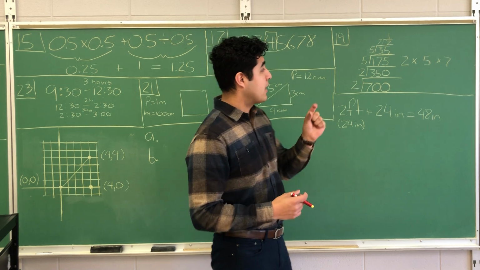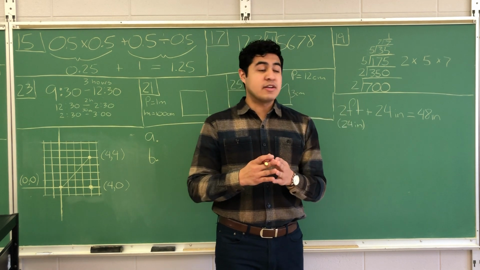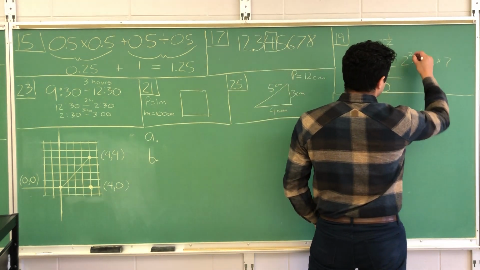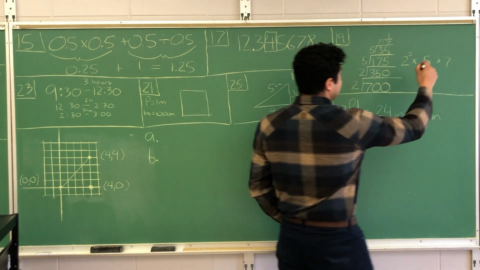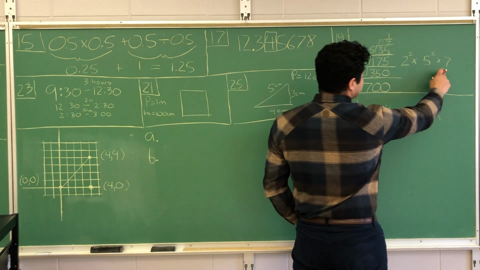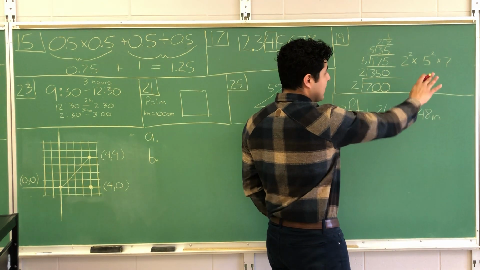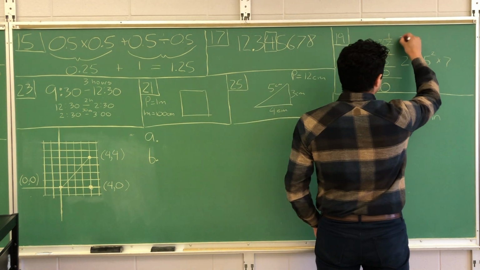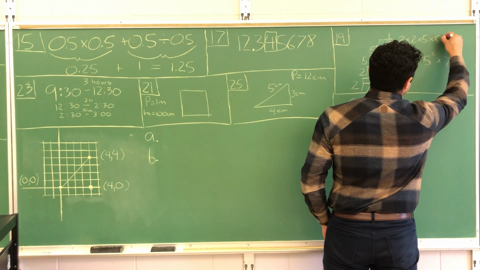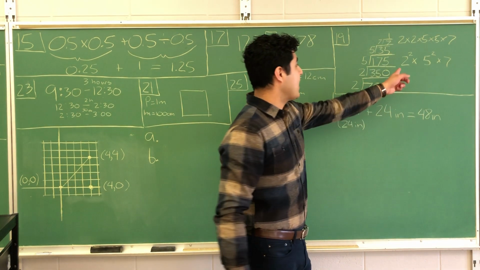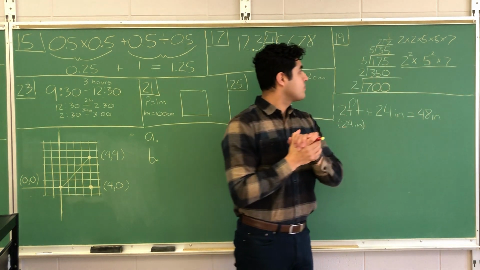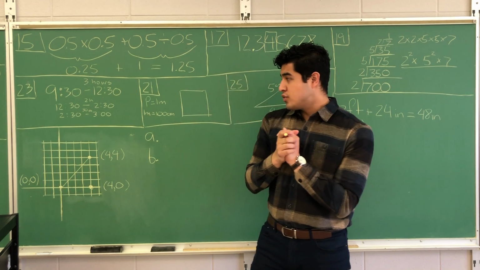Now, what does it mean by representing the prime factorization with exponents? We simply do this. 2 times 2 is going to be represented as 2 squared. 5 times 5 is going to be represented as 5 squared. And then 7, because it's not being multiplied by another number, is left alone. This could also be written this way: 2 times 2 times 5 times 5 times 7, okay? But when they ask you to write it with exponents, this is what they are looking for. All right, on to the next one.